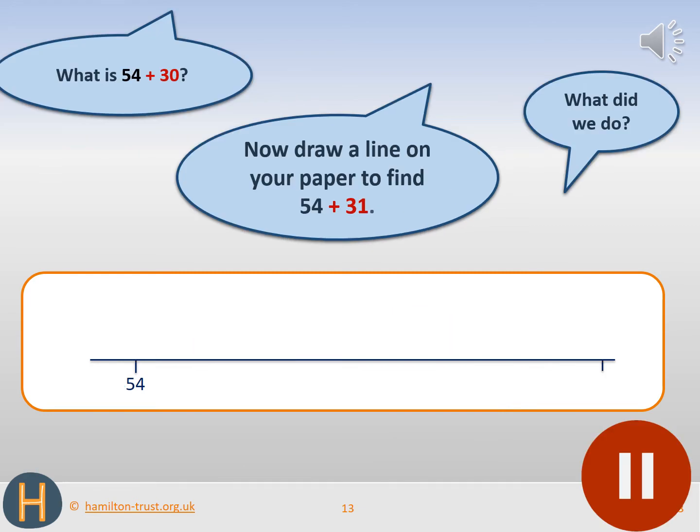Have a go for this question. 54 add 31. First I want you to think about what 54 add 30 is. If you remember the next step, what do you need to do to find 54 add 31? Draw this on your empty number line and I'll reveal the answer in the next part of the video.